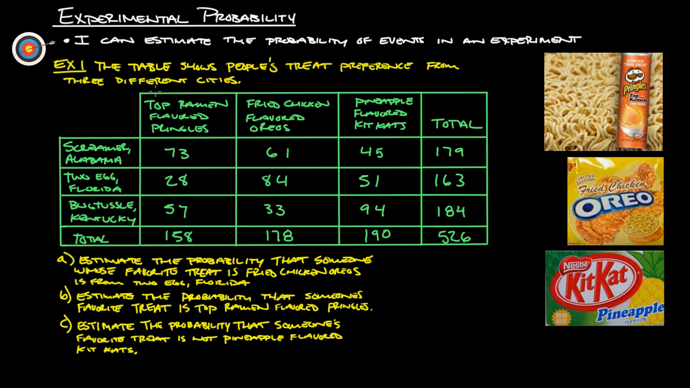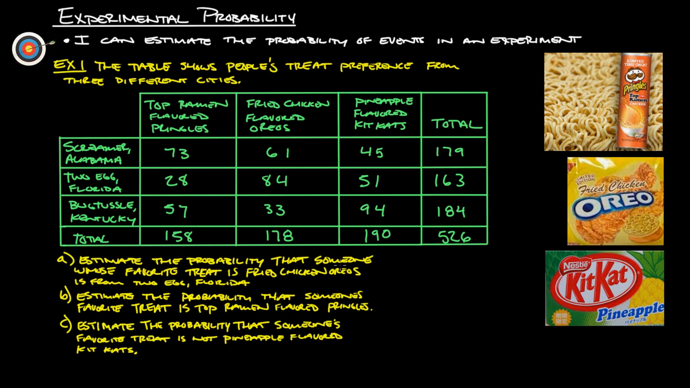All right, let's take a look at an example here. So we've got example 1. This table shows people's treat preference from 3 different cities. Okay, so we've got Screamer, Alabama, Two Egg, Florida, Bug Tussle, Kentucky, and then we've got Top Ramen flavored Pringles, fried chicken flavored Oreos, and pineapple flavored Kit Kats. All right, so they're asking us to do 3 different things.